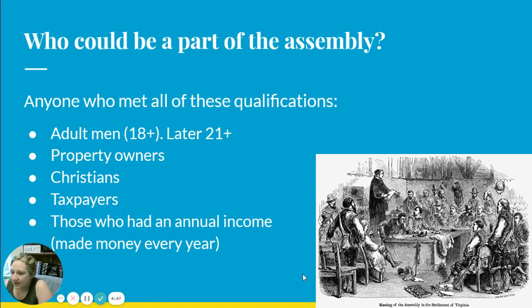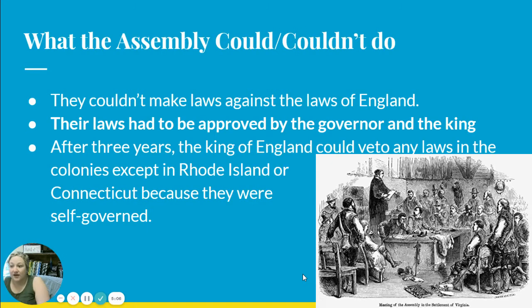Who could be a part of the assembly? Adult men, originally 18 years and older, and then later 21 years and older. But they also had to own property, be Christian, be taxpayers, and have an annual income, which just means they made money every single year. And they had to meet all of those qualifications, not one, but all of them.